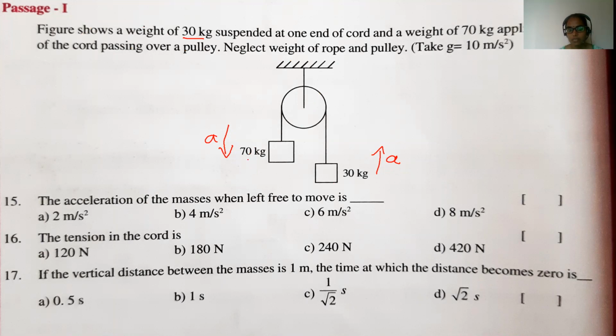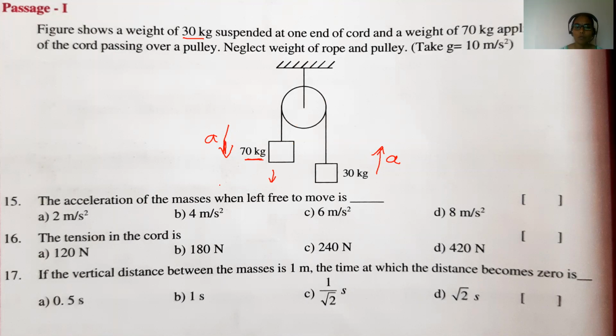Because 70 kg has more mass, the string will come down on that side. This will come down and at the same time this will go up because they are connected with the same rope. The rope is also inextensible. Because of this, the rope will move upward on this side and downward on the other. So acceleration will be in the upward direction on this side and downward direction on the other side. This is the direction of acceleration.